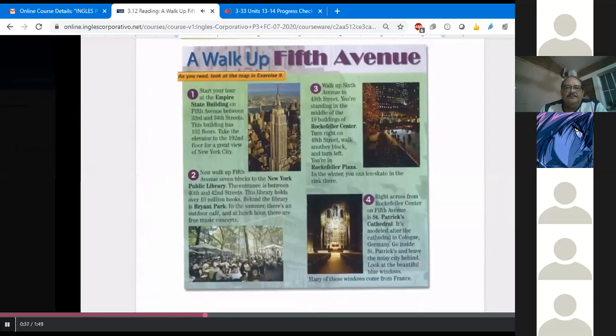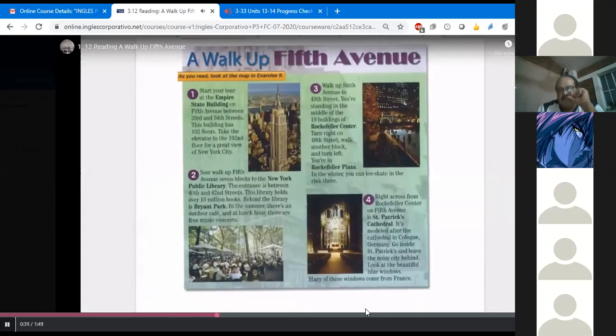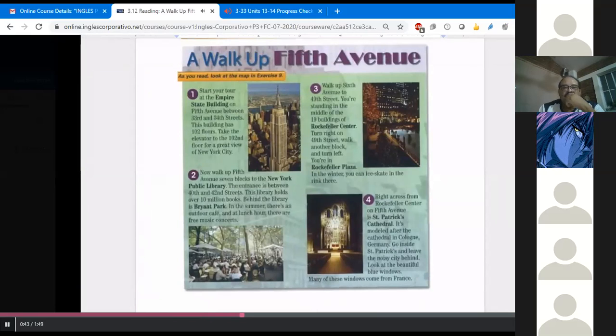2. Now walk up Fifth Avenue, 7 blocks, to the New York Public Library. The entrance is between 40th and 42nd Streets. This library holds over 10 million books. Behind the library is Bryant Park. In the summer, there's an outdoor cafe. And at lunch hour, there are free music concerts.